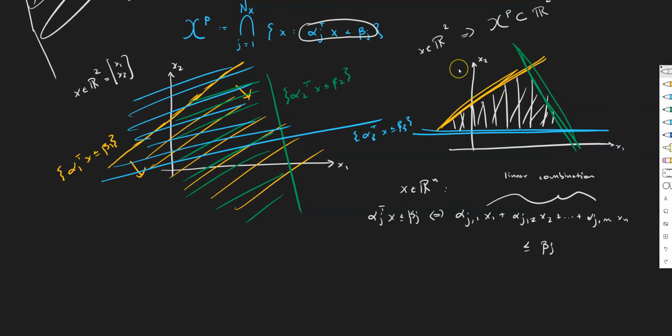This is completely contrasted to a cone, because a cone has the following definition. A cone is defined as the set of x such that the norm of Ax plus b is less than c transpose x plus d. And you see we're taking the 2-norm here. And so this becomes a quadratic state space.